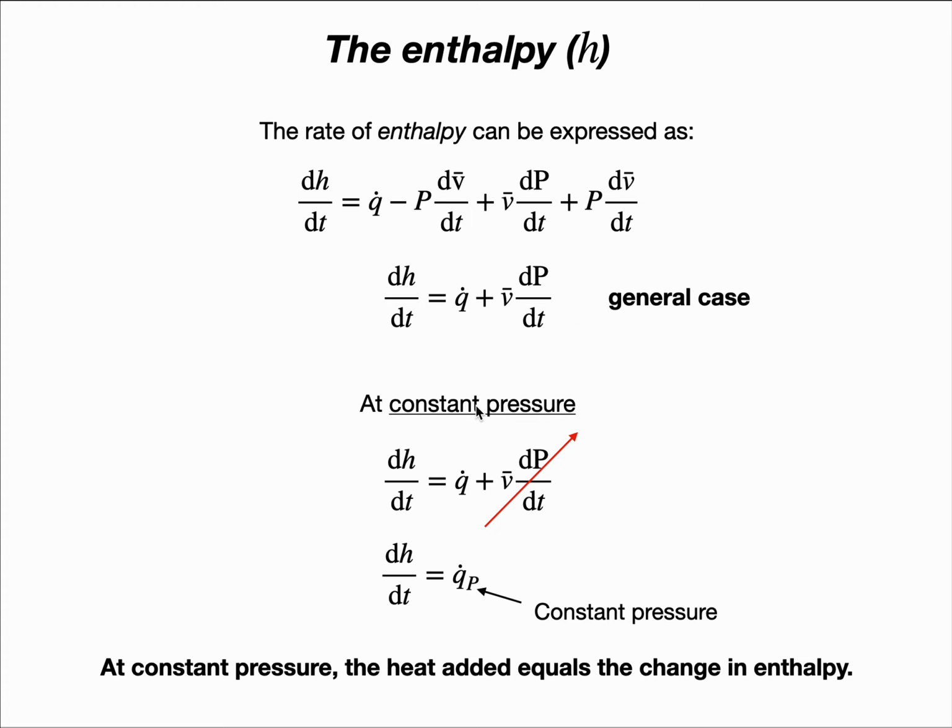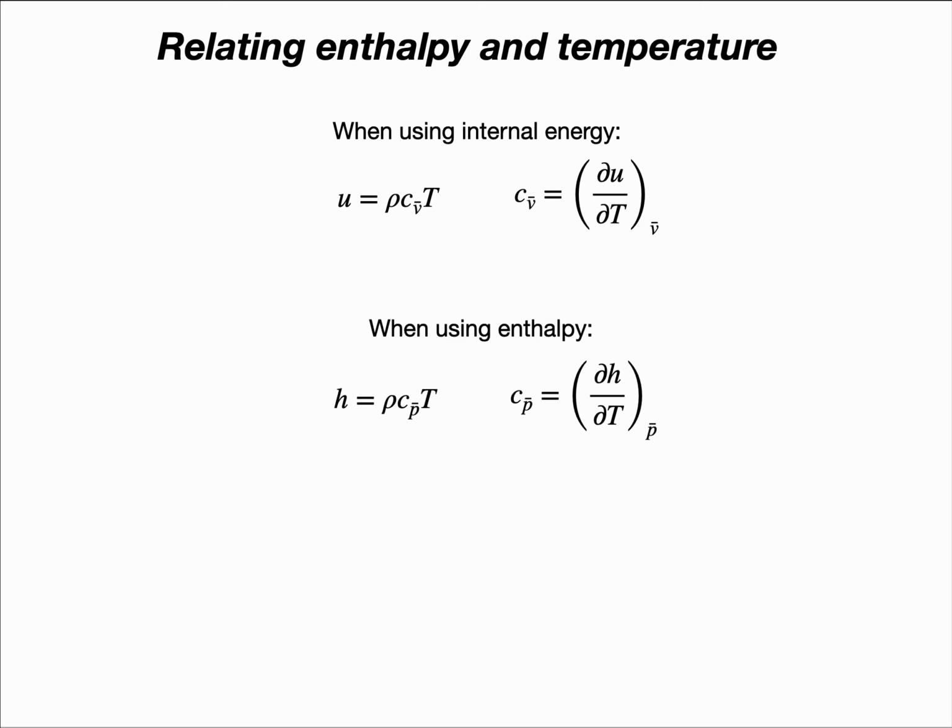Often the constant pressure case is considered, and in that case the pressure is constant, of course, dP/dt becomes 0, and the rate of enthalpy will become simply Q dot. Here I add the label P. Q dot P will mean this is the heat added at constant pressure. So at a constant pressure, the heat added equals the change of enthalpy. A lot of processes act at constant pressure, and then the enthalpy just reduces to this.